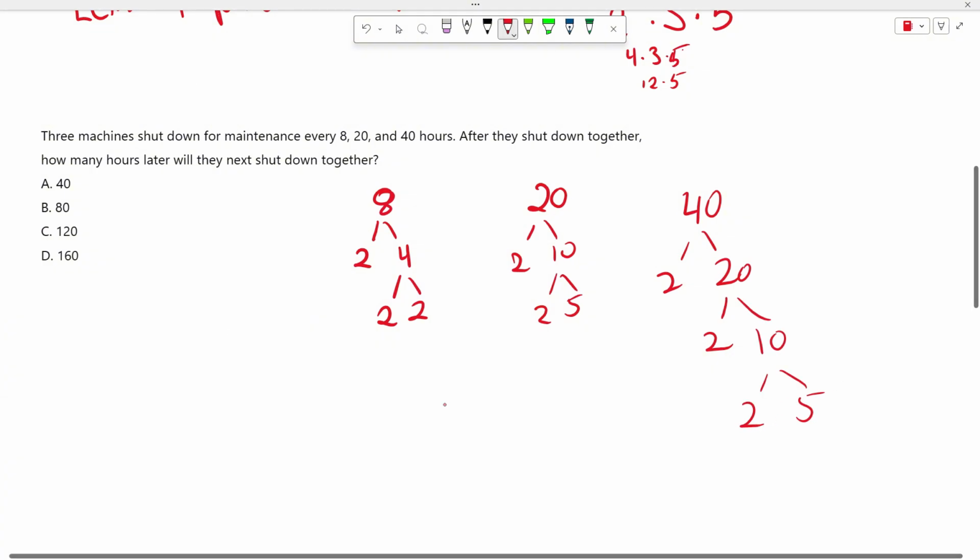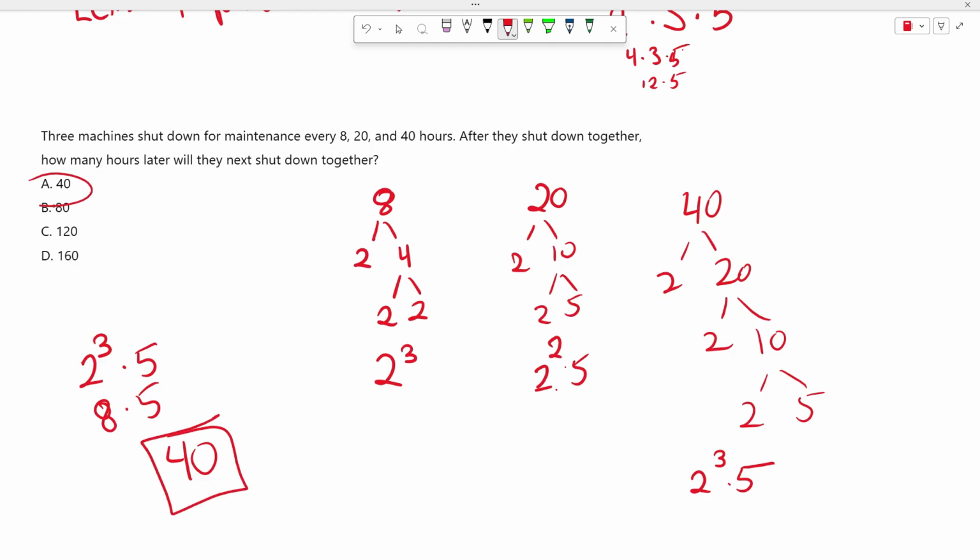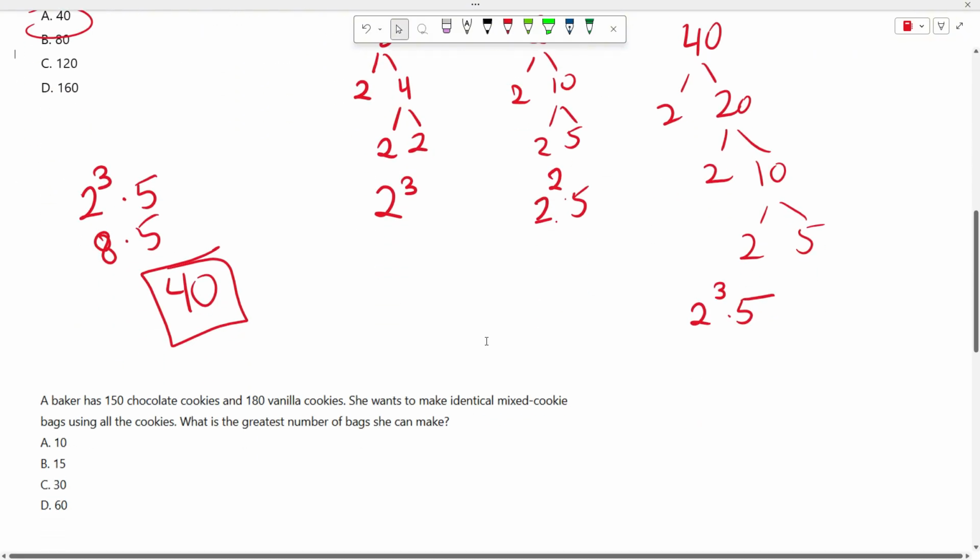And so what are our values for our prime factorization? We have 2 to the third, 2 to the second times 5, and 2 to the third times 5. What can we do? We take the highest number of each factor. So what's the highest for 2? Well, it's 2 to the third. And the highest for the other factor, which is 5, is just 5 to the first. So what's 2 to the third when we multiply? It's 8 times 5. Our least common multiple is 40, because 8 and 20 both go into 40. And 40 times 1 is 40.